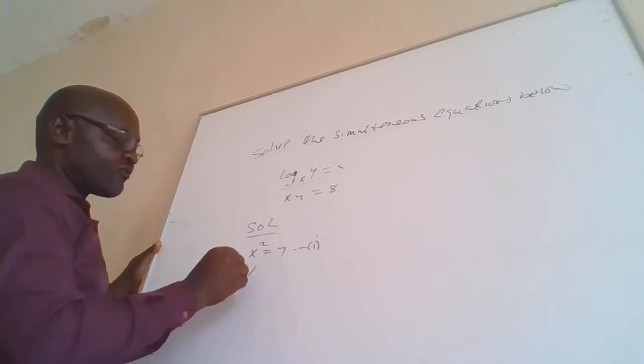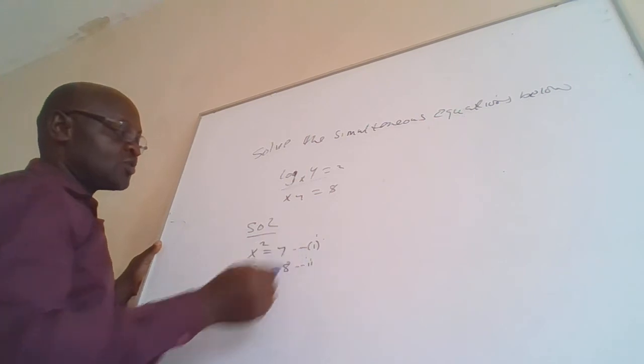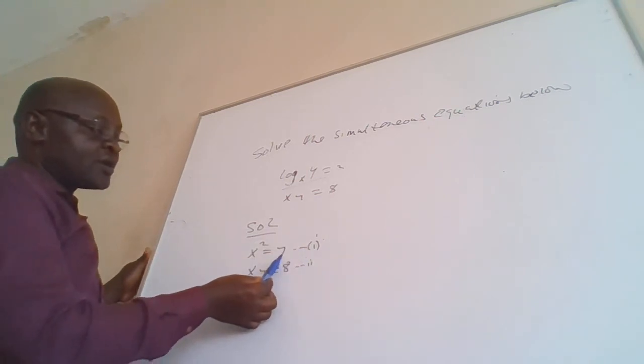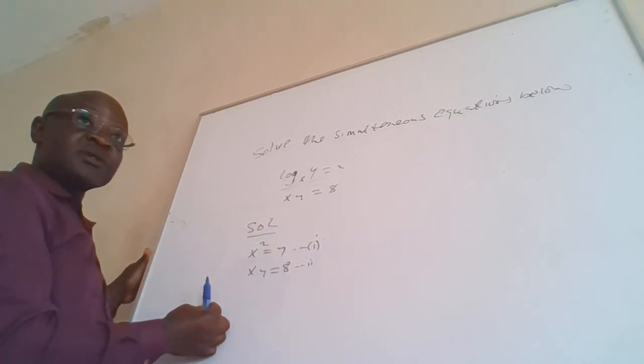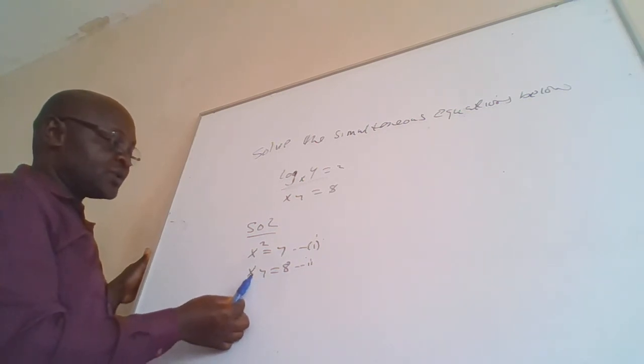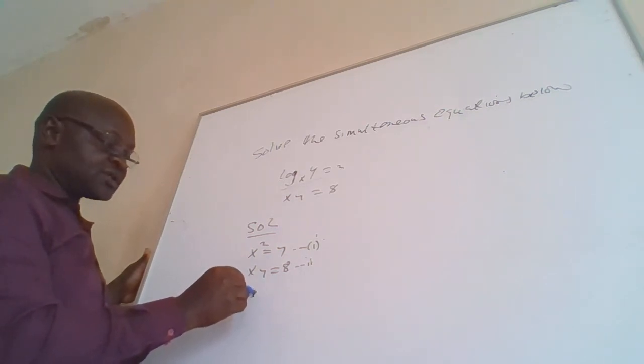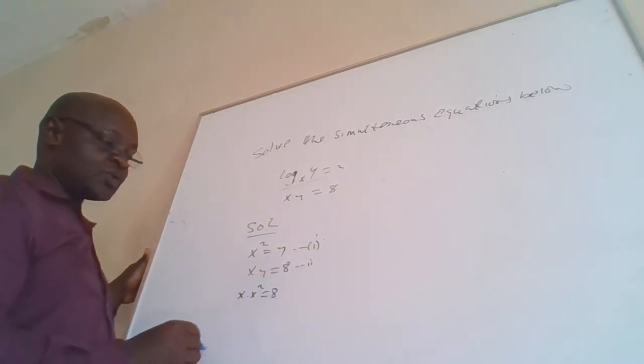And then of course we have xy equals 8. This one is equation 2. Now if y equals x squared, so when there is y in the second equation, we substitute with x squared. Therefore here we have x times x squared equals 8.